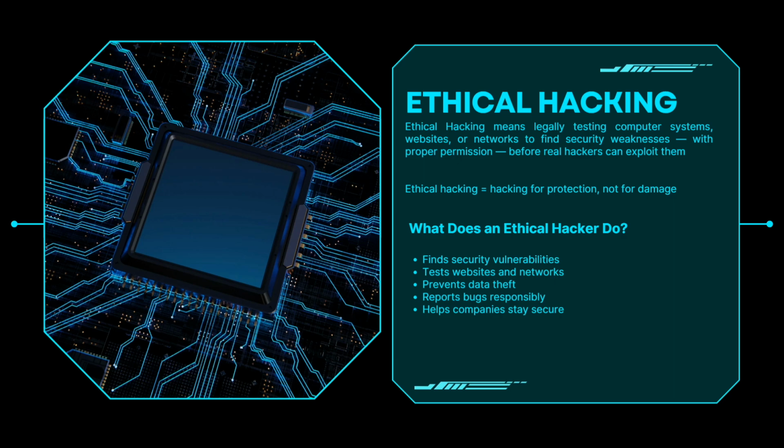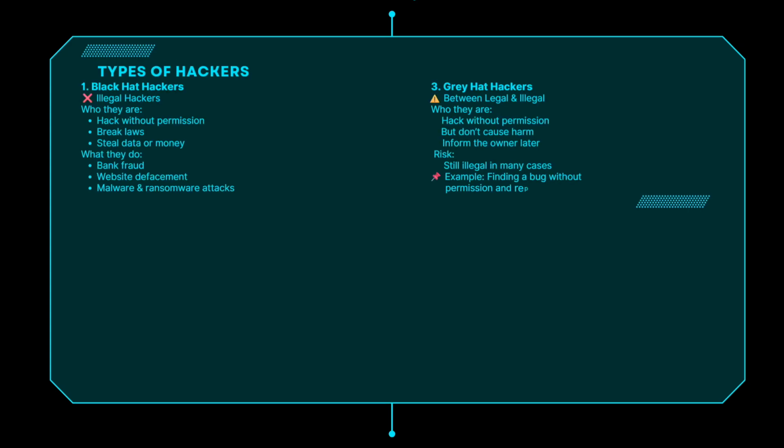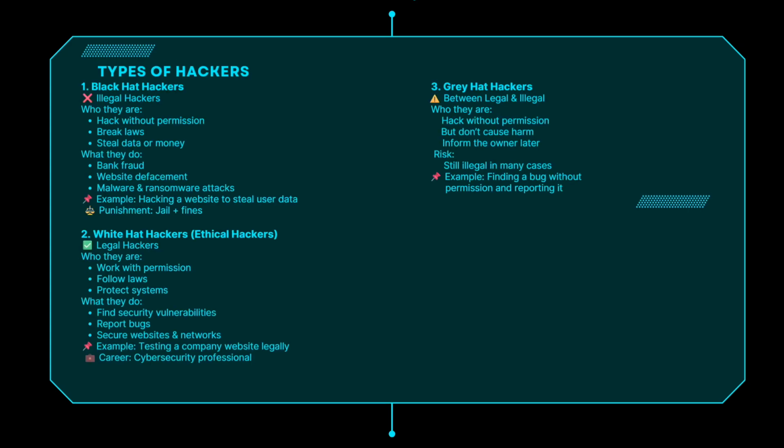Next, we are going to types of hackers. Mainly, there are three types of hackers. One is black hat hacker, second white hat hacker, third grey hat hacker. Number one, black hat hackers.